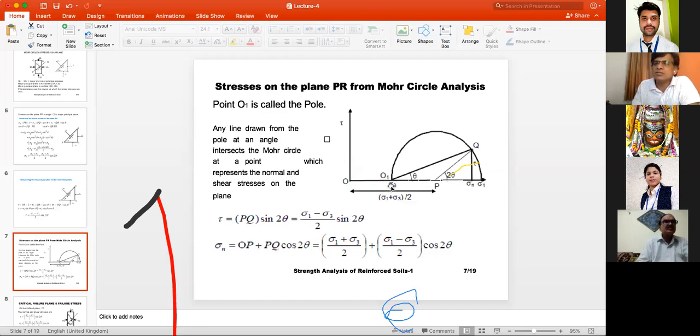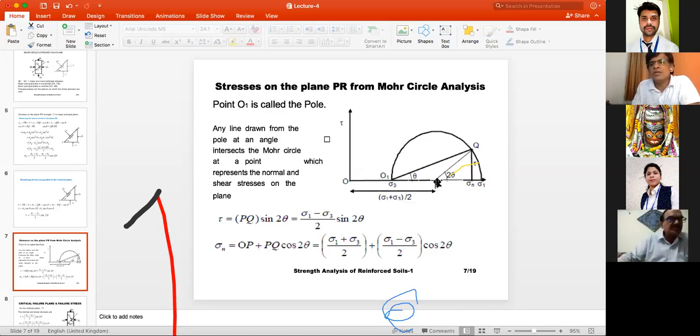As we know sigma 3 and sigma 1, from sigma 1 minus sigma 3 by 2 you locate the center point of the Mohr circle, and from this you draw the Mohr circle. The radius of the Mohr circle is nothing but sigma 1 minus sigma 3 by 2. As we know both parameters, we can draw the Mohr circle.